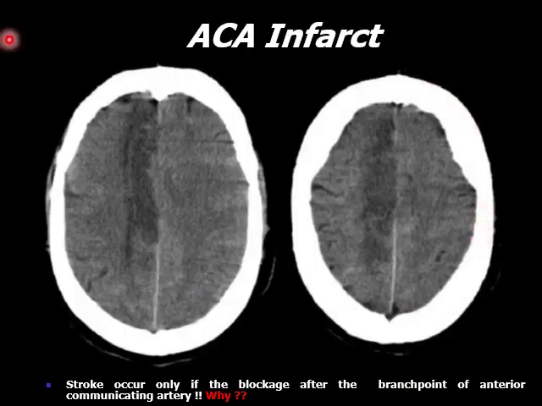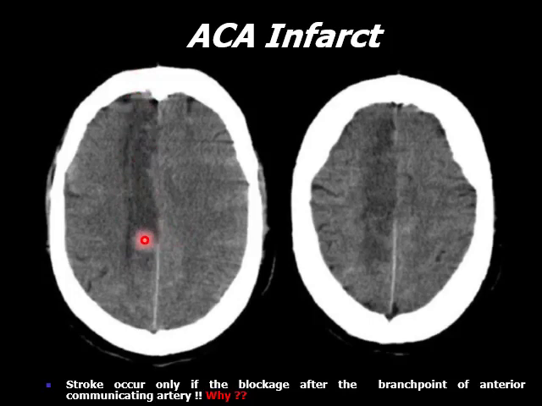This is the picture of the anterior cerebral artery infarction. As you see, this is the cerebral cortex, and there is a change in the density of the brain tissue. This change in density occupies a medial aspect, a parasagittal plane of the cerebral hemispheres. This is the territory of the anterior cerebral artery, where it supplies the brain.